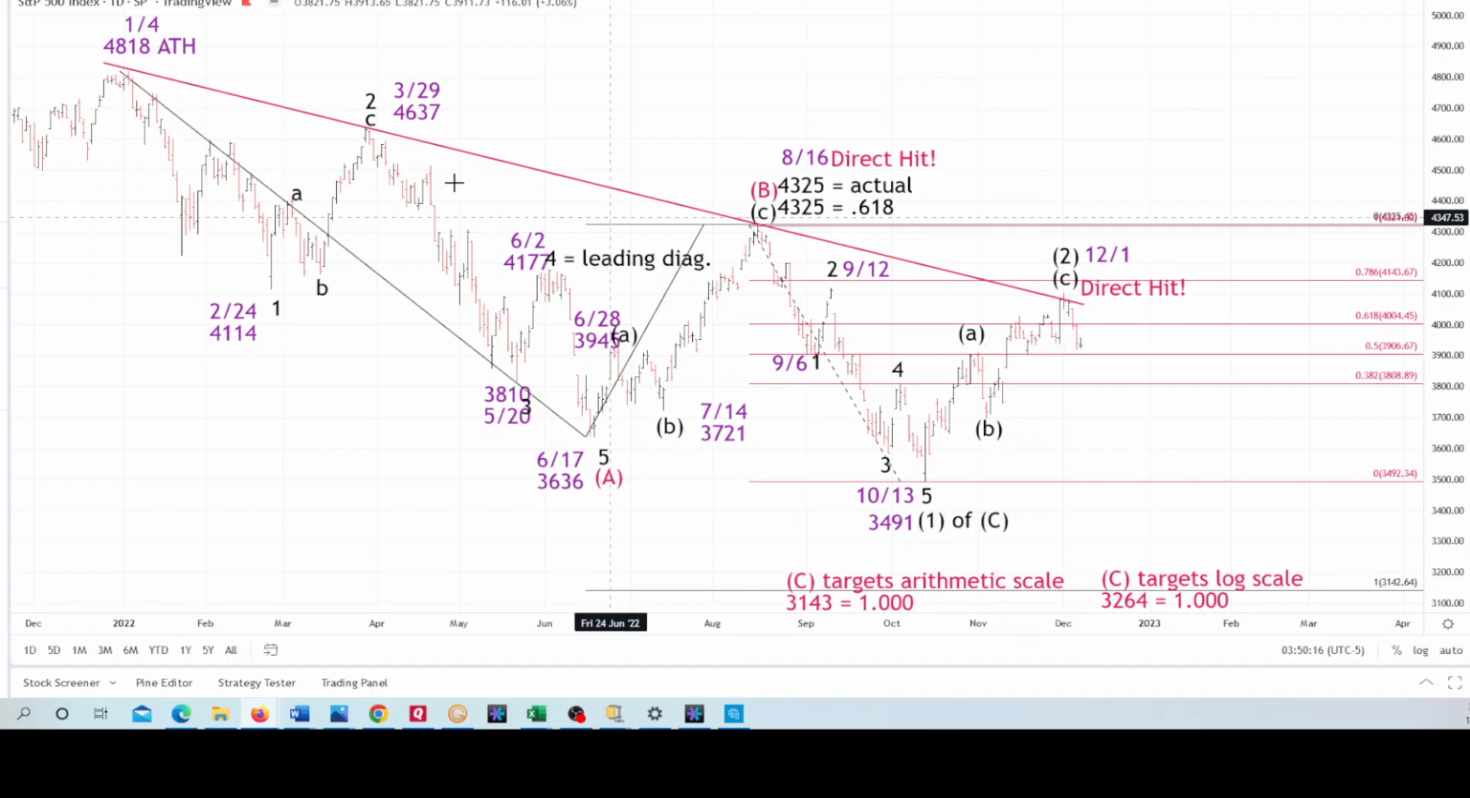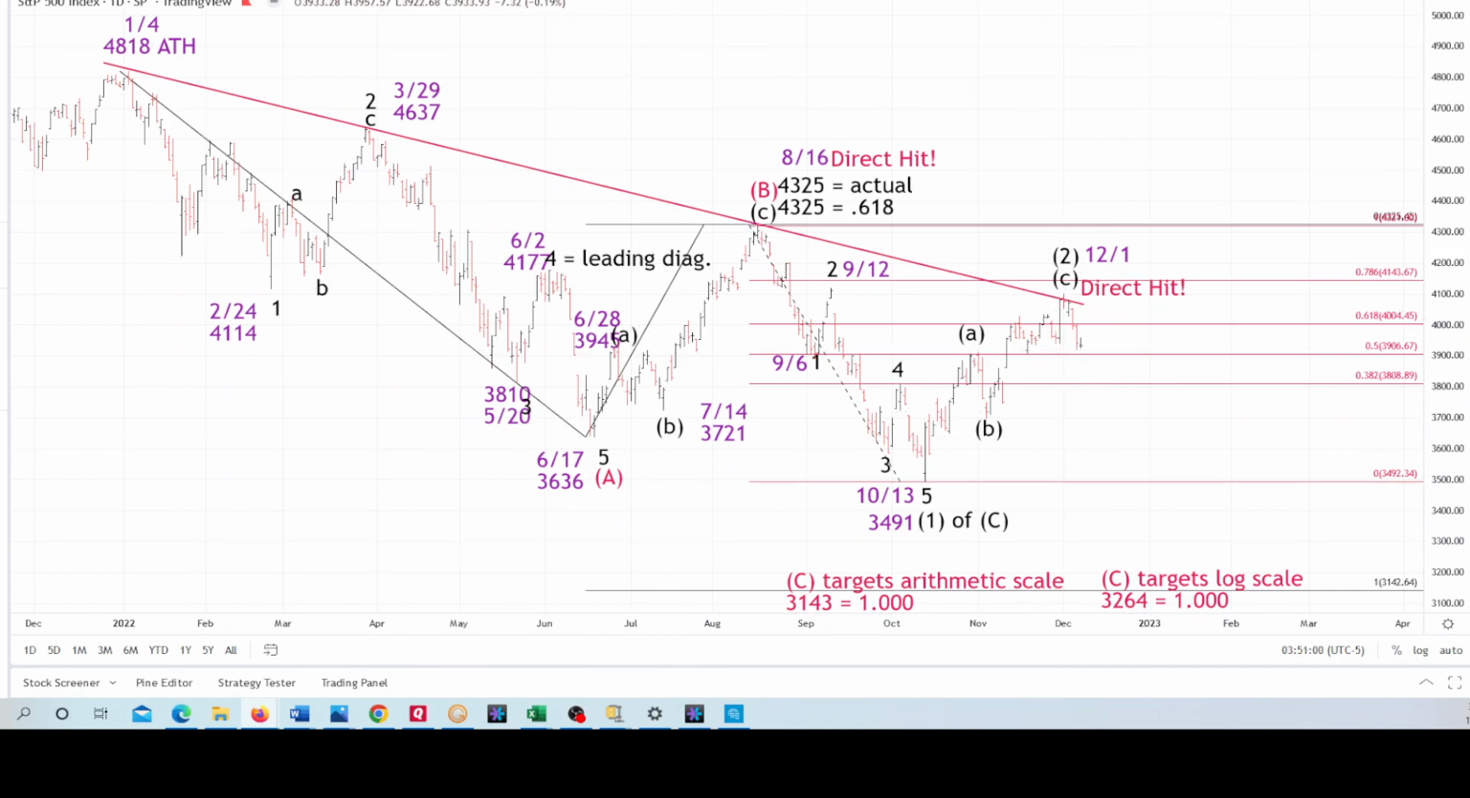You can see right there that the trend line drawn from the all-time high catches the wave 2 high of A. It catches the wave B high, and now it catches the wave 2 of a lesser degree, 2 of C up, that high. And again, it poked its head just above there, and then the next day it gapped down and said, I don't belong here, and here we go. This is just the beginning of this. You can see the wave C targets here, A down, B up, C down. Arithmetic is 3143 and log is 3264. So we've got a ways to go yet, but this is just beginning.